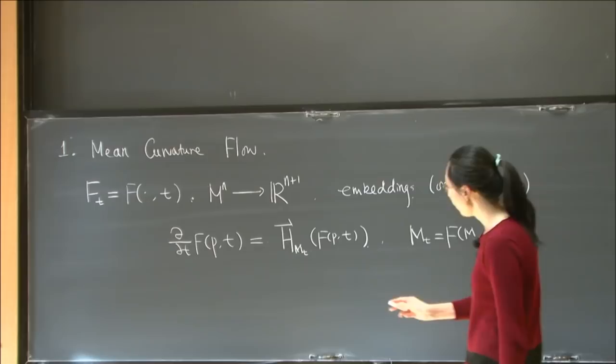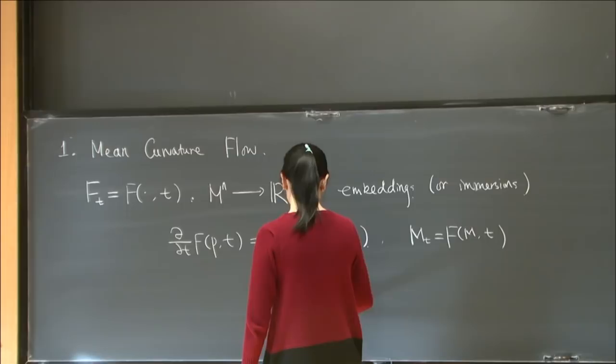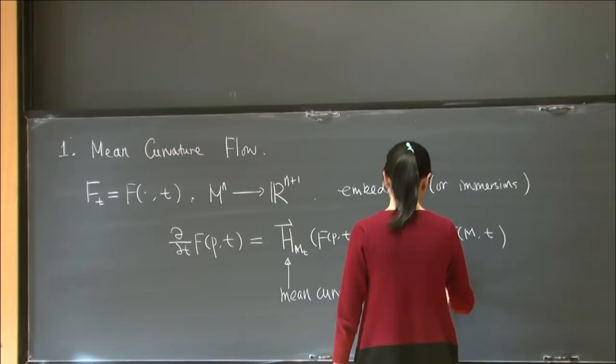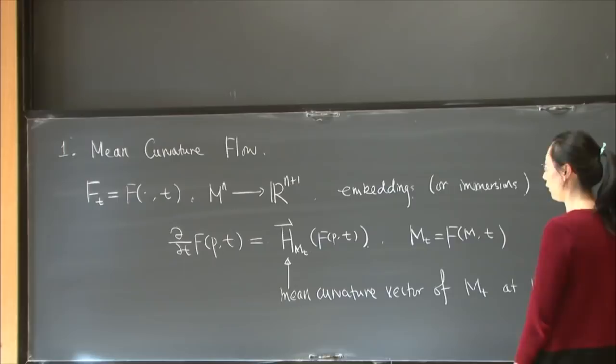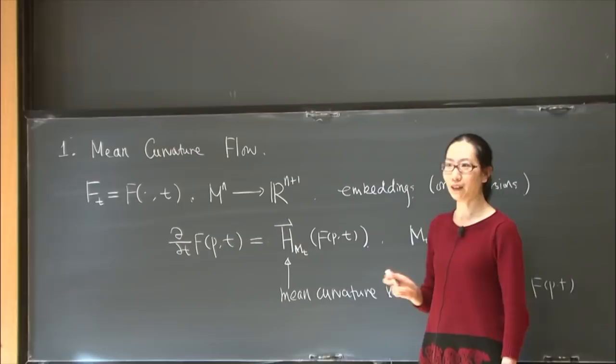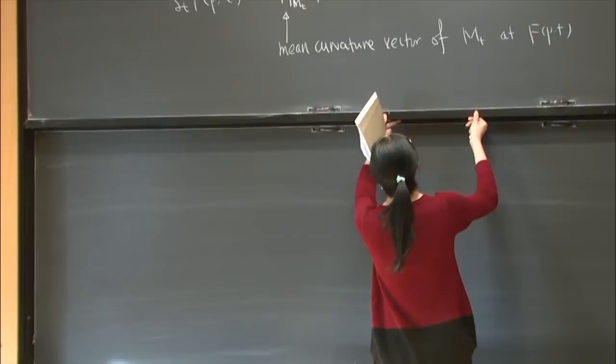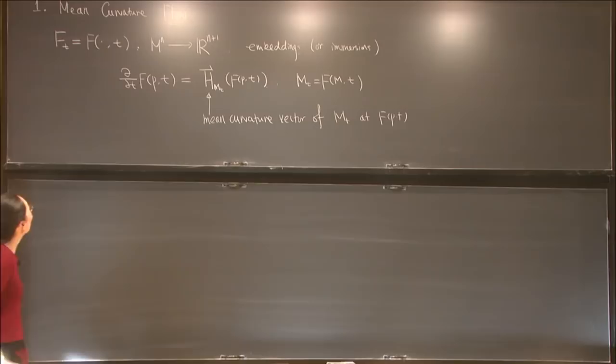Here, this is the mean curvature vector of M_t at the point F(p,t). I guess for this audience, I don't need to explain what the mean curvature vector is, right? So this is the definition for mean curvature flow.